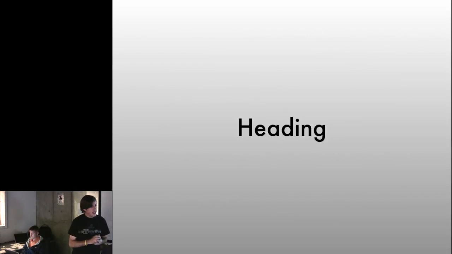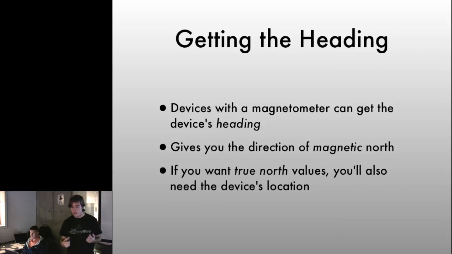Okay, so one other neat thing that Core Location provides, assuming that the device has a compass, is it allows you to get the heading of the device, which is which direction it's pointing relative to the North Pole. So any device with a magnetometer can do this. By default, it will give you the direction of magnetic north. If you want true north values, then you also have to know the device's location, so that way you can correct for the difference between true north and magnetic north.